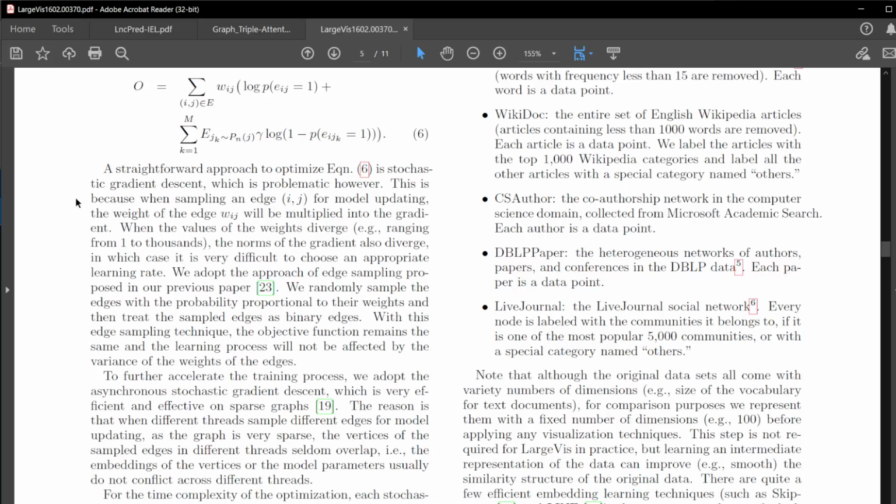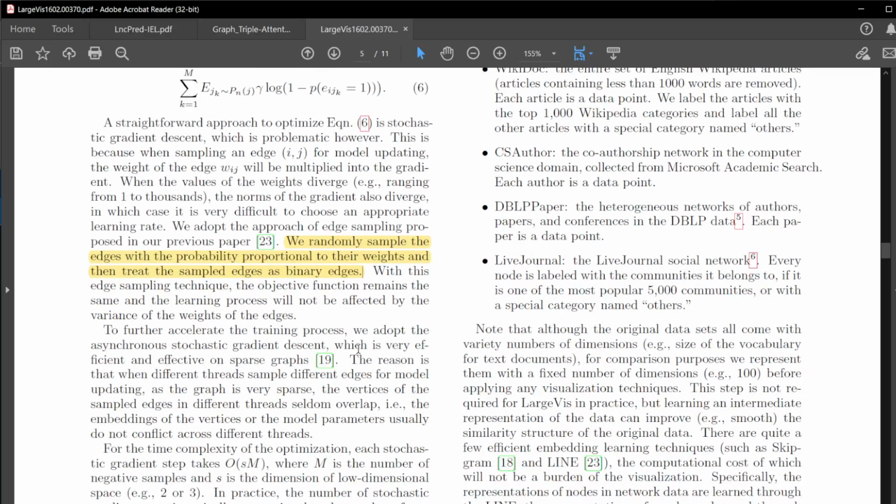To further accelerate the training process, we adopt the asynchronous stochastic gradient descent, which is very efficient and effective on sparse graphs [19]. The reason is that when different threads sample different edges for model updating, as the graph is very sparse, the vertices of the sampled edges in different threads seldom overlap, i.e., the embeddings of the vertices or the model parameters usually do not conflict across different threads.